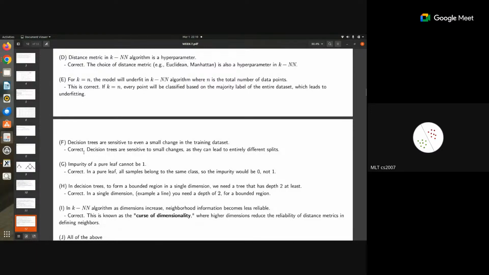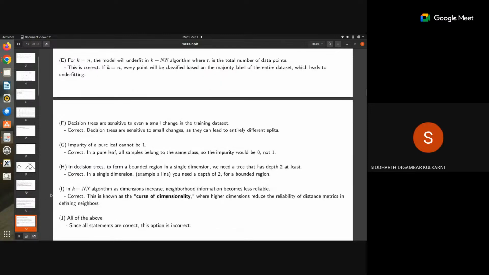Sensitive. I think all of you have given the answer for this. I think it was correct. G: impurity of a pure leaf cannot be 1. Yes, it is correct, right? In a pure leaf, all samples belong to the same class.